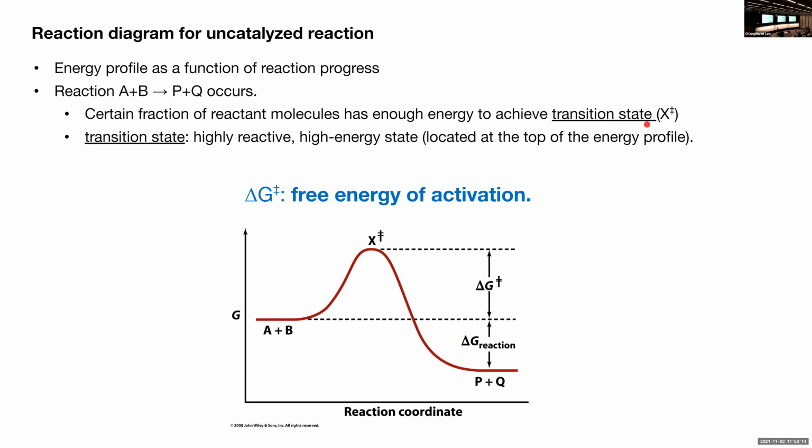So this transition state is depicted as X double dagger in many cases, as you can see here too. There's an energy difference between the initial state A plus B and the top of this transition state X double dagger, which is called delta G double dagger. That is basically a free energy of activation, which is different from free energy of reaction, right? This free energy of activation, delta G double dagger, is only for the molecules to reach the highest energy state, to go to the P plus Q, the product state.